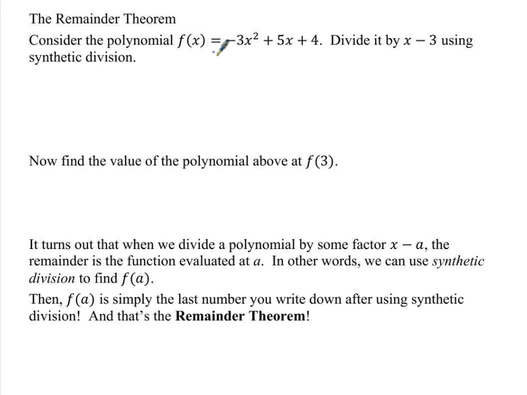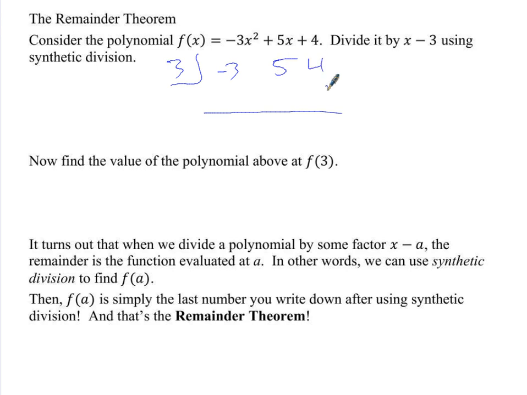Consider the polynomial f of x equals negative 3x squared plus 5x plus 4. Divide it by x minus 3 using synthetic division. So, okay, I set up the box. I set up my line. I have x minus 3 as my factor, so I'm going to put what in the box? 3. And then my coefficients are going to be negative 3, 5, and 4.